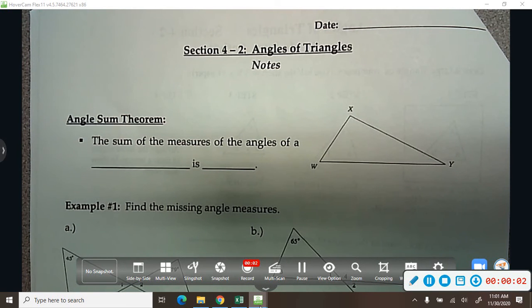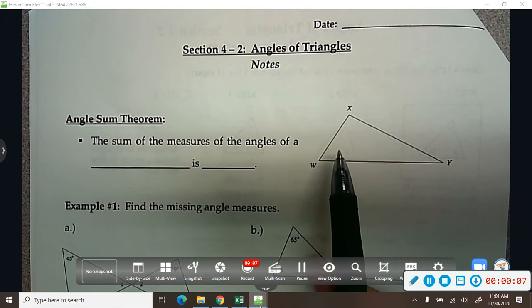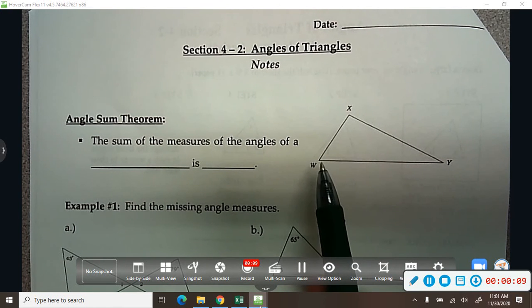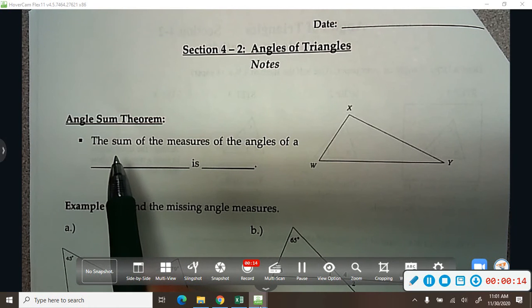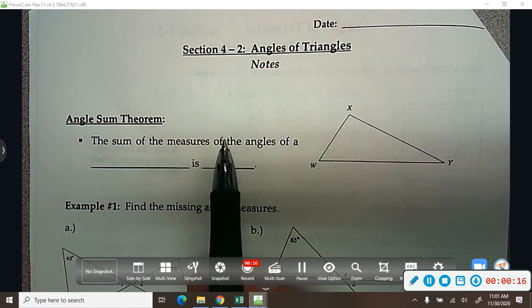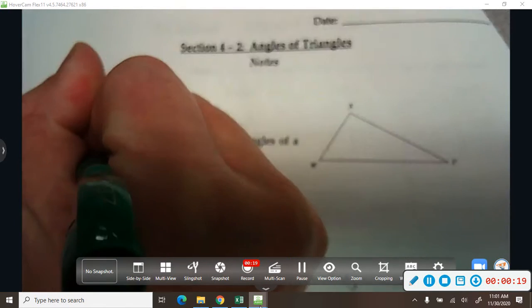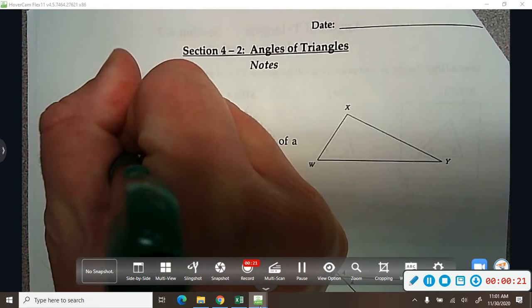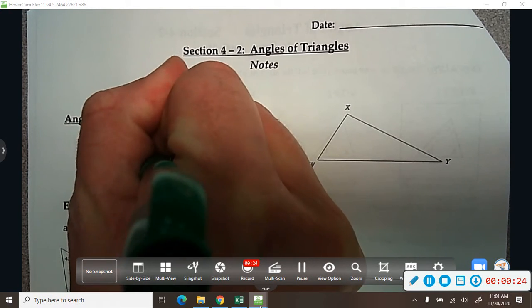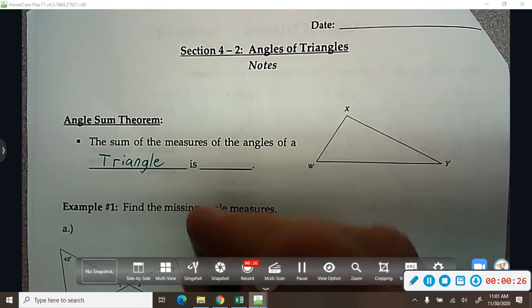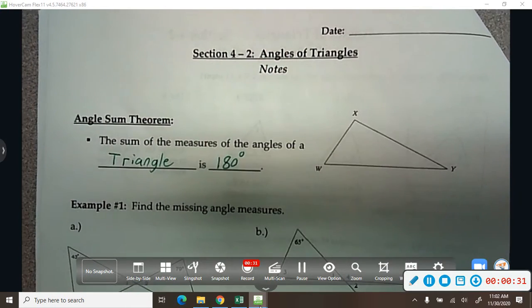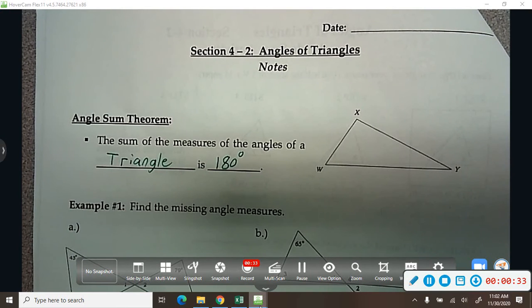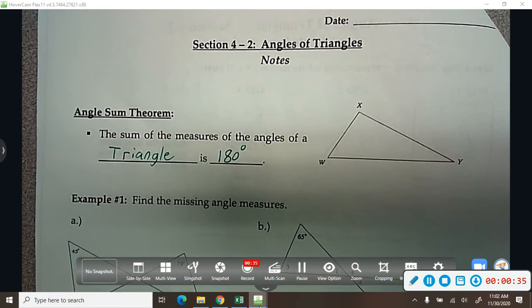So we're going to go over the angle sum theorem, and all that says is if you take the angle x, angle w, and angle y, and you sum those together, which means add, the sum of those angles of a triangle is always 180 degrees. So that's the first thing we need to know.